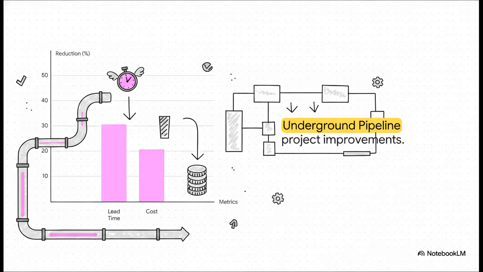In a 2019 study by Ginduz and Nasser, applying VSM to an underground pipeline project achieved an incredible 30.7% reduction in lead time. Let me repeat that, a 30.7% reduction just by visualizing and optimizing the flow. By eliminating waste and focusing heavily on value-adding activities, they also managed to decrease overall project costs by nearly 21%. That is a real game changer.